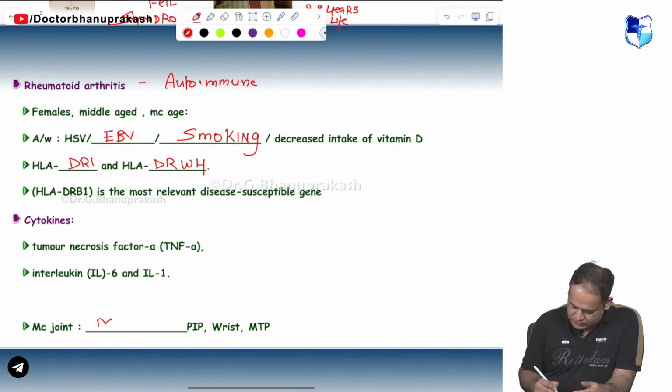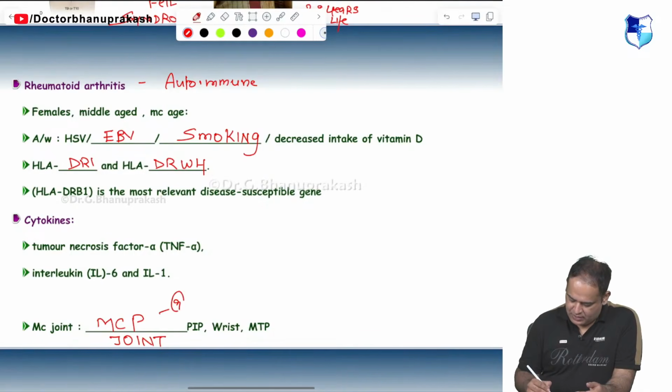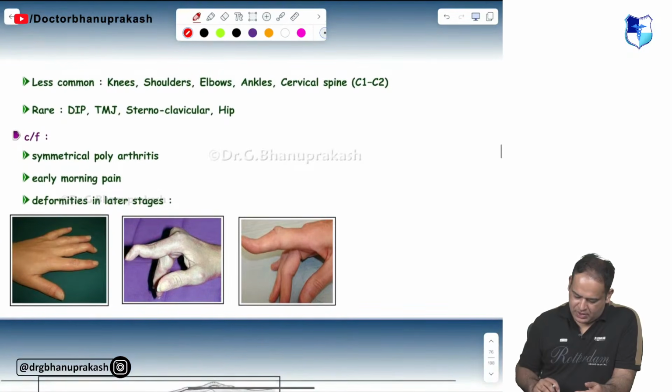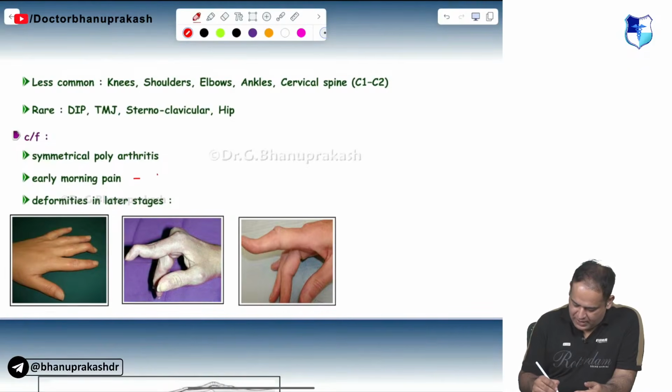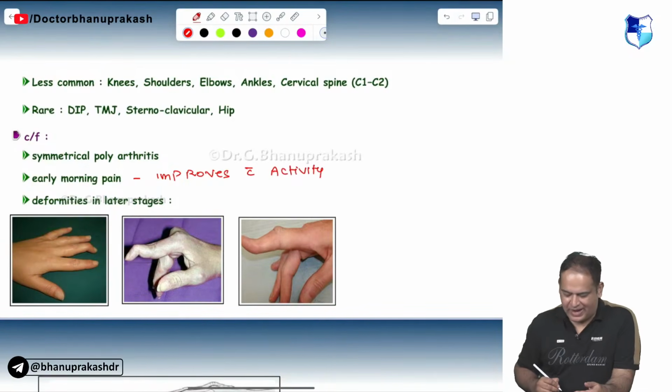Most common joint: metacarpophalangeal joint. Metacarpophalangeal joint, right? That's the most common joint involved. Okay. Now, clinical features: symmetrical polyarthritis, early morning pain, and it slightly improves with activity.